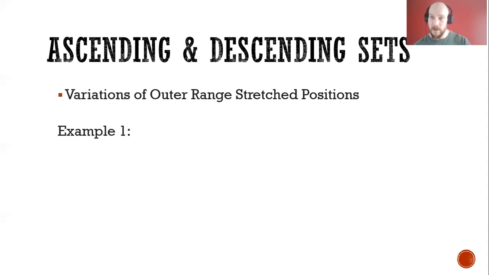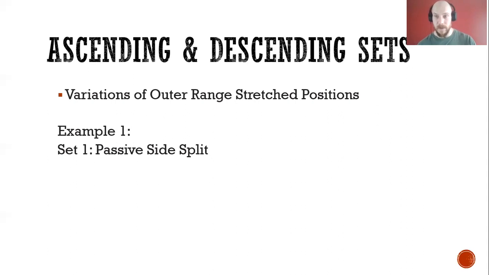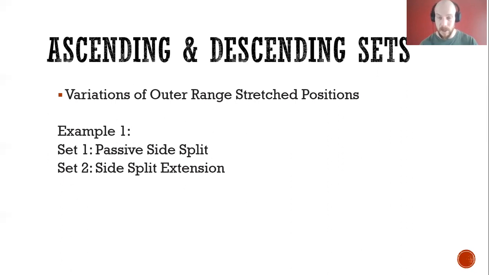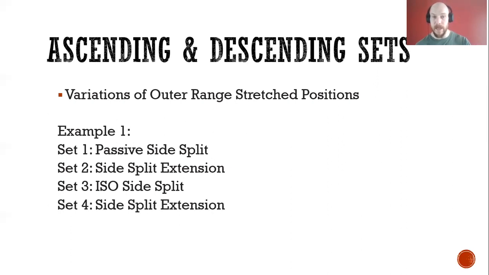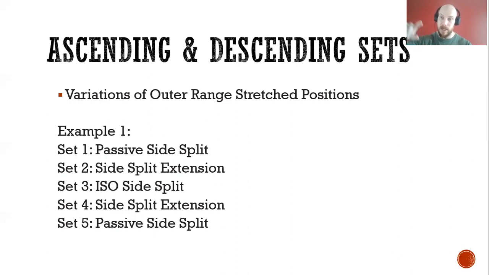So I'm going to give you 3 examples of how this might look for high intensity range work. So for side split, we have a passive side split in set 1. Set 2, we have a side split extension exercise. So that's where we're moving from a seated position and we're extending up through into an isometric side split, extending through the hips. Set 3, we have an isometric side split, and then we're going to actually descend back down and do a side split extension and a passive side split. So this is one example of both ascending and descending within the same workout.